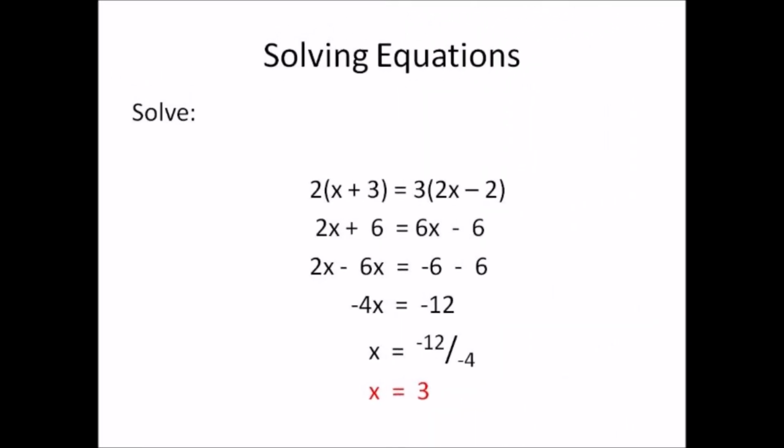Solving equations. When you solve the equation 2x plus 6, when you remove brackets, equal to 6x minus 6. Put x's to the front. 2x minus 6x is -4x. Numbers at the back, you get -6, and -6 is -12. You're adding. So x is equal to -12 divided by -4. Negative divided by negative is a positive. 4 into 12 is 3. So the answer is positive 3. You don't have to put the positive sign. It's recognized as being positive.